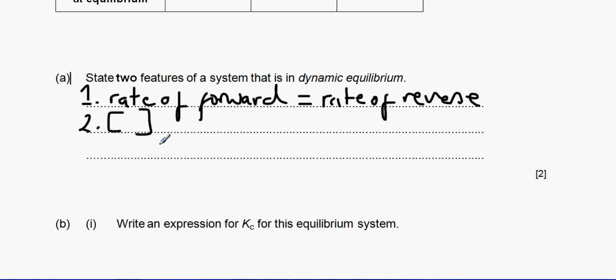It is important not to say that the concentrations of the products and the reagents are equal, because then Kc would equal 1. So it most likely will not be equal. So that will give you your 2 marks over here.